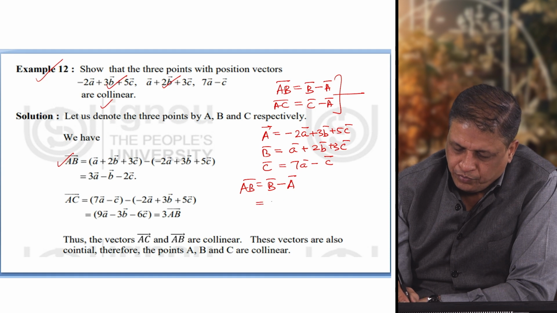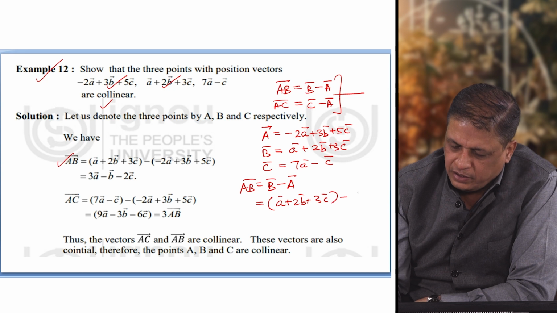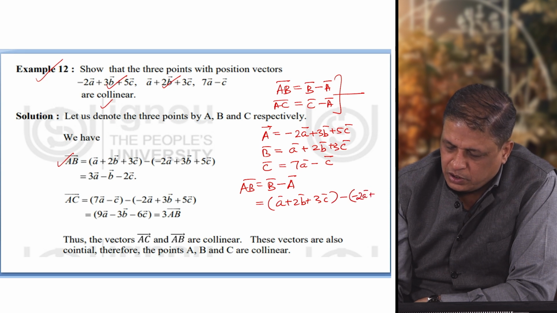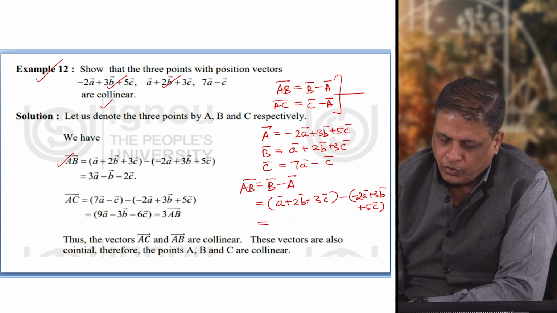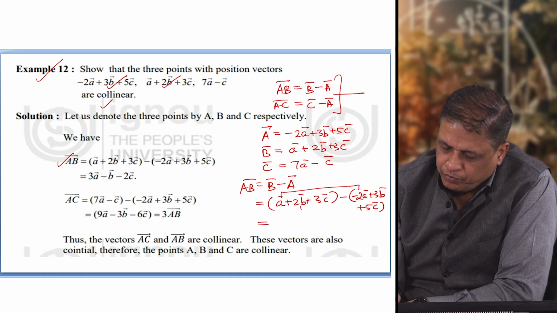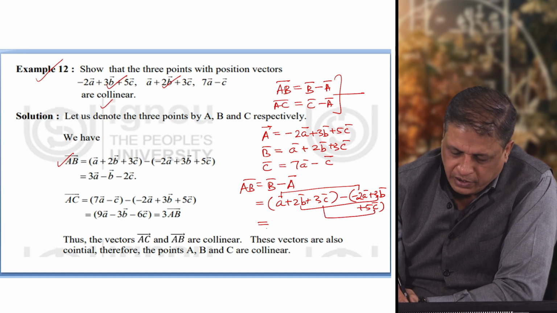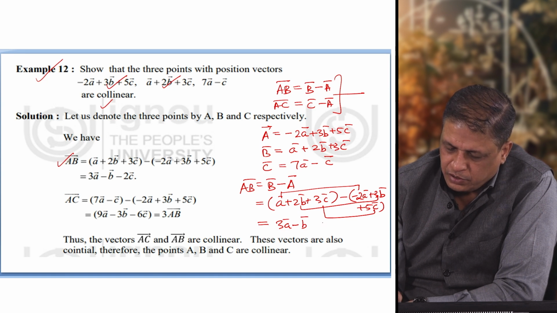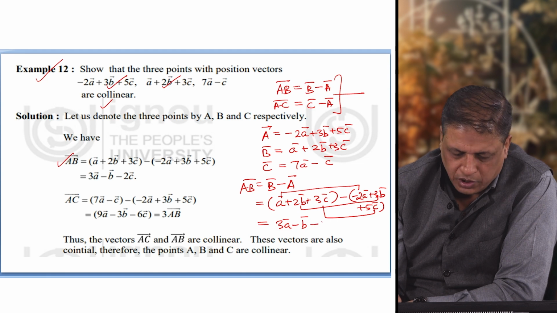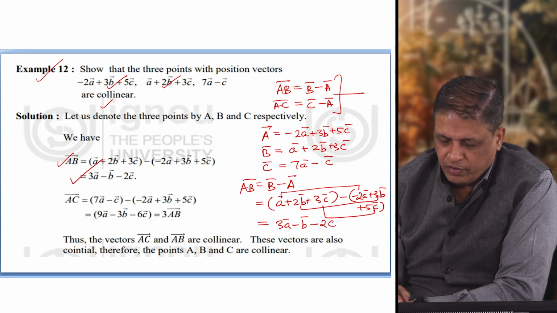So, this is equal to A plus 2B vector plus 3C vector minus A vector, that is minus 2A vector plus 3B vector plus 5C vector. Again making the difference point-wise, so subtracting A from A, B from B and C from C, you will get the answer A minus minus 2, that is 3A, and 2B minus 3B, that is minus B. And 3C minus 5C, that is minus 2C. So, this is the expression for AB vector which we got.